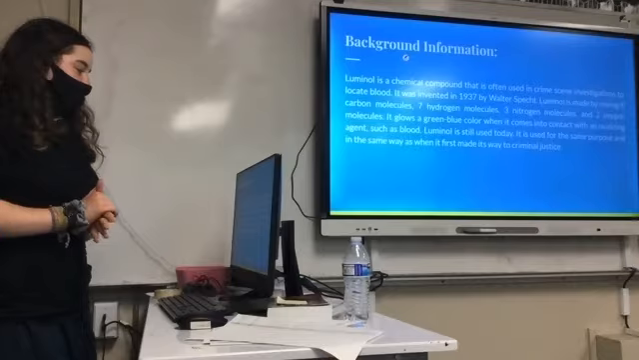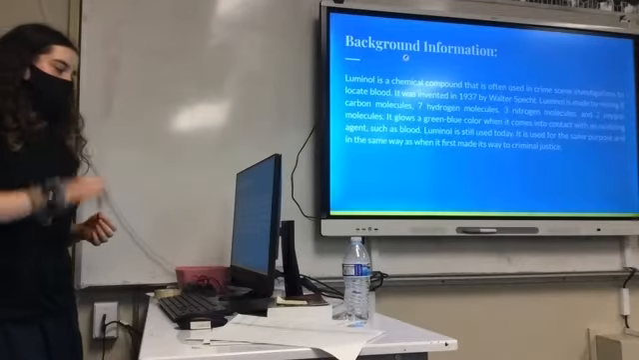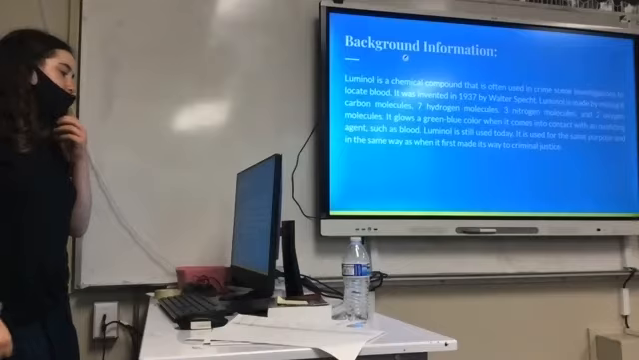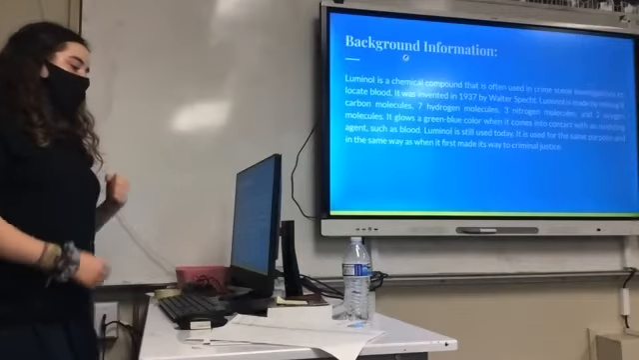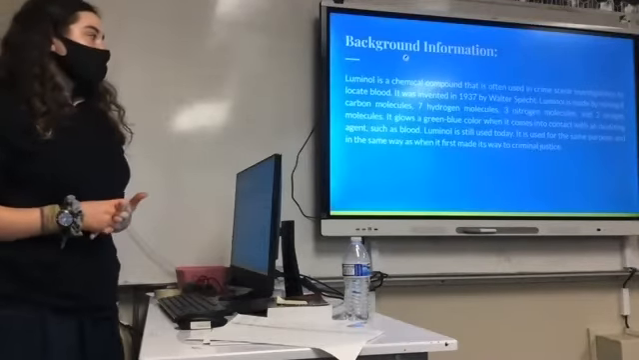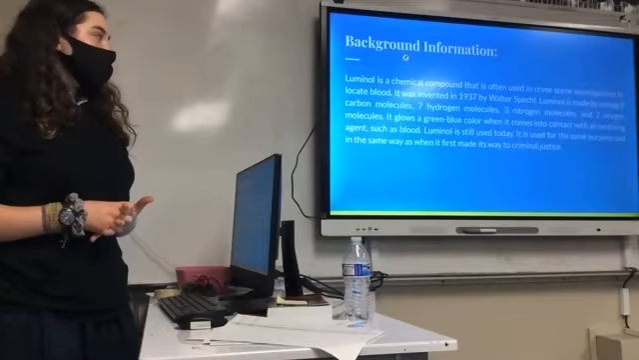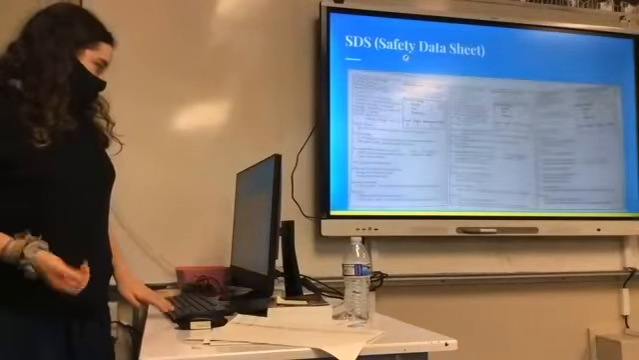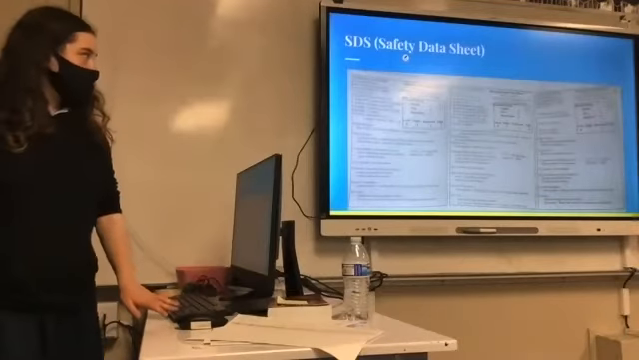Luminol is made by mixing 8 carbon molecules, 7 hydrogen molecules, 3 nitrogen molecules, and 2 oxygen molecules. It glows a green-blue color when it comes in contact with an oxidizing agent such as blood. Luminol is still used today. It is used for the same purpose and in the same way as when it first made its way to criminal justice. This is the safety data sheet for it.